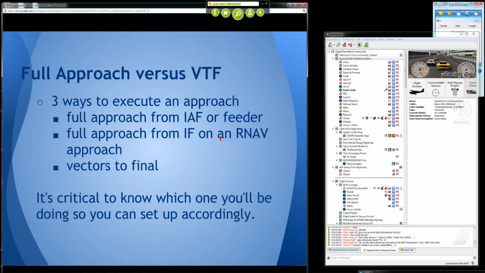So make sure the controller is crystal clear with you as to whether you're being vectored to the final approach course or not. If you're not sure, then ask, because you don't want to assume one thing and then get the other. Okay, so we've established that you really need to know which one it's going to be.